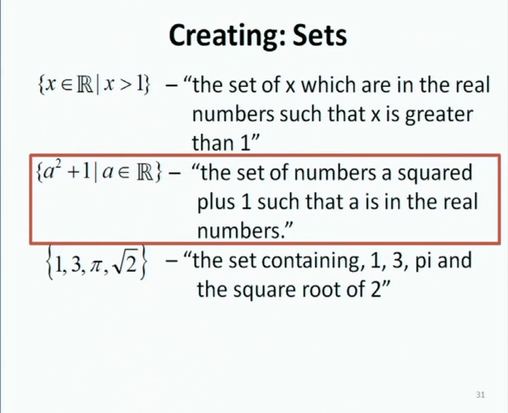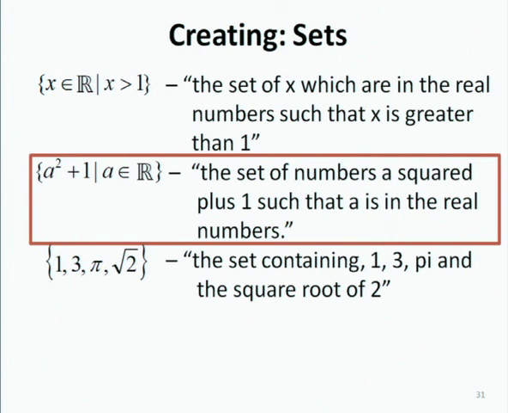This one is the set of numbers a squared plus 1 such that a is in the real numbers. So this is different. It's not telling me a rule for how to tell whether I'm in or out. It's telling me how to make something that's in this set. So I could pick any a and then I could make something that's in the set. If I pick a equals 1, I'll go a squared plus 1 and the answer will be 2. If I pick a equals 5, I'll get 5 squared plus 1, the answer will be 26.